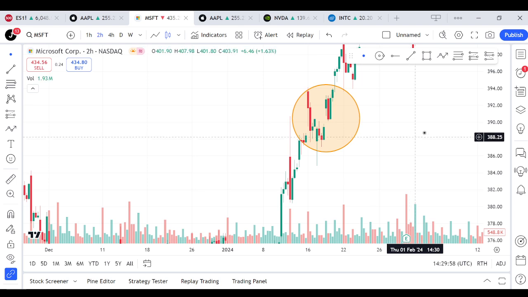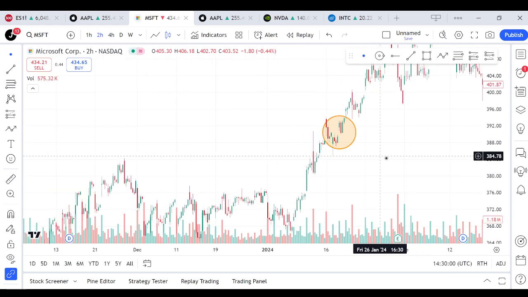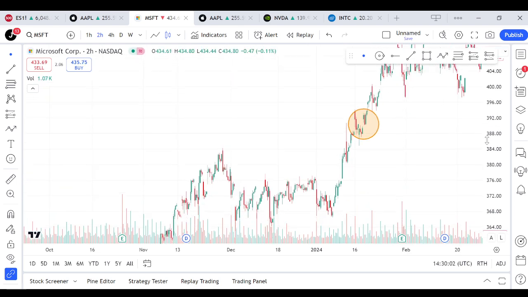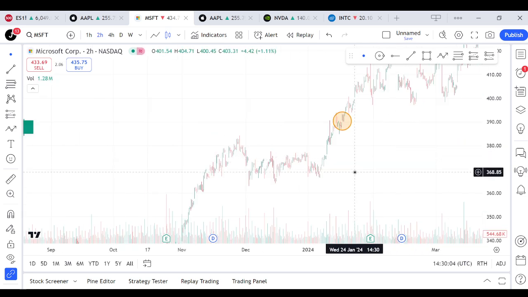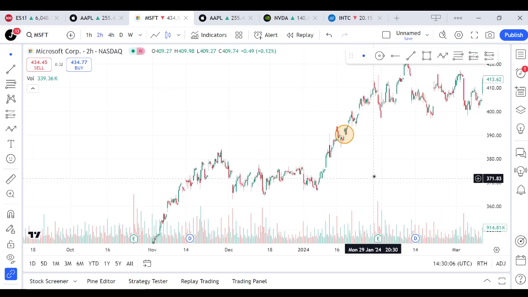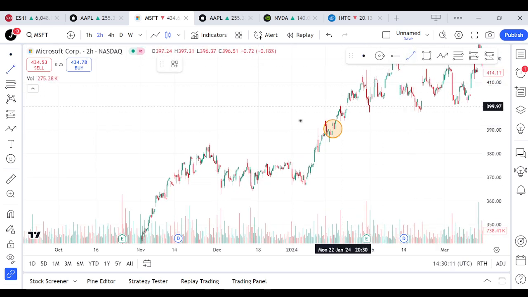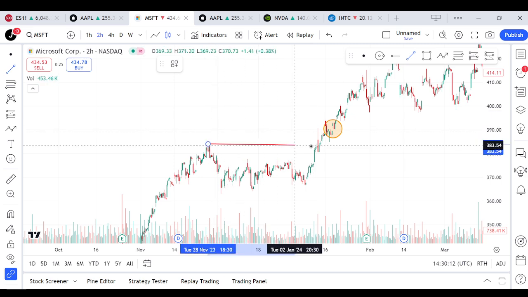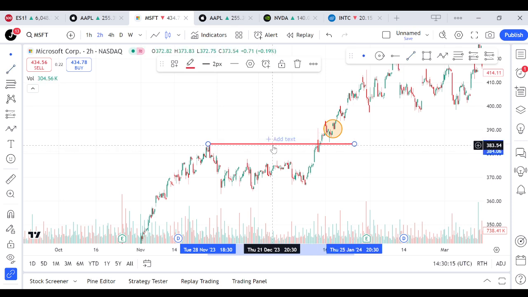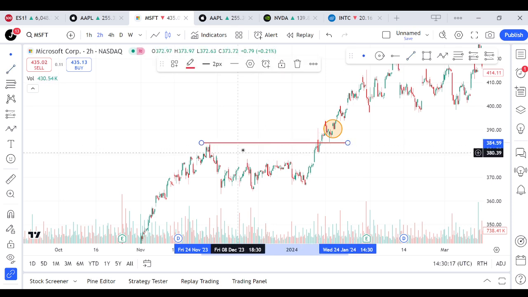We have one very clear example here, and this example is a very perfect example. First, you can see that we are bullish and we should be looking for a bullish continuation. We just broke structure to the upside, and this key level right here is now support.